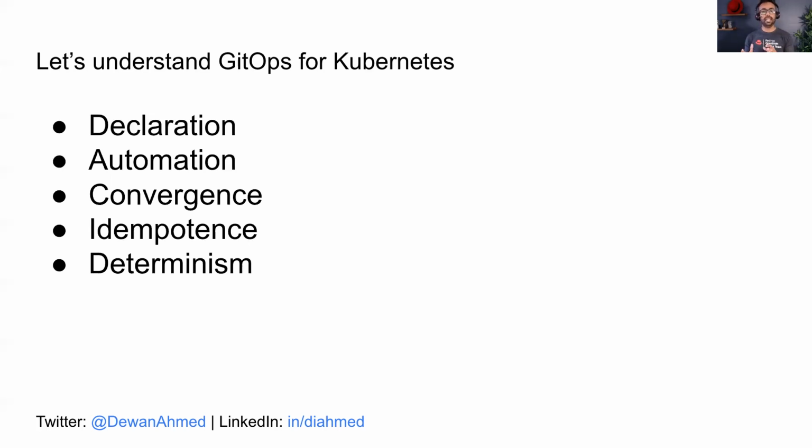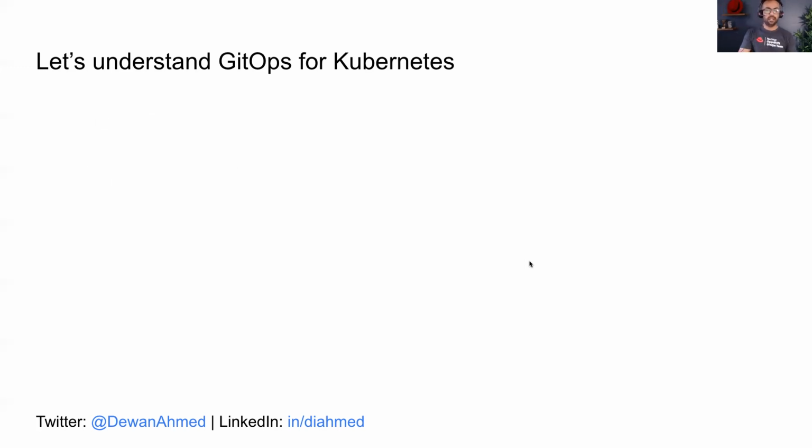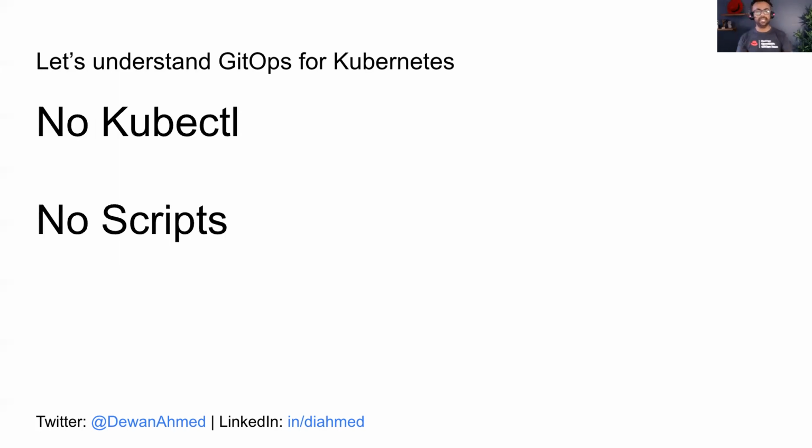Idempotency means that multiple applications trying to converge will always have the same outcome regardless of how many times you're applying the command. And finally, for determinism, assuming that you have adequate resources, the updated cluster state depends only on the desired state. So you should avoid using kubectl to update the cluster, and especially avoid using scripts to group kubectl commands together.